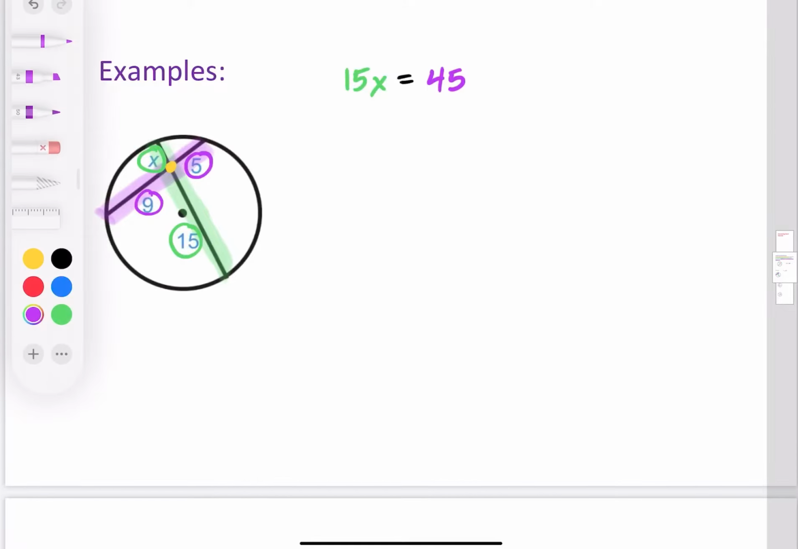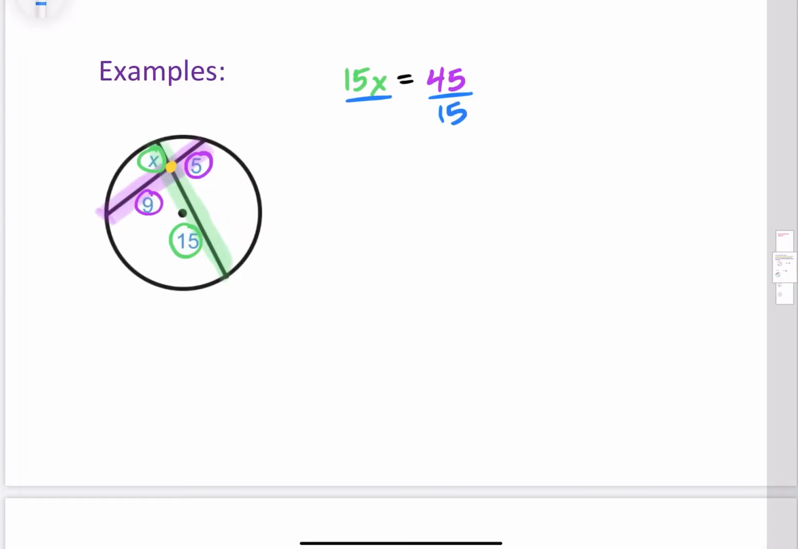Now all we have to do is solve for x. To solve for x, I need to get x by itself. To do that, we're going to divide by 15 on both sides. When we divide by 15 on both sides, x is equal to 3. So that one's a nice, simple one. We'll take a look at another one, a little bit more difficult.